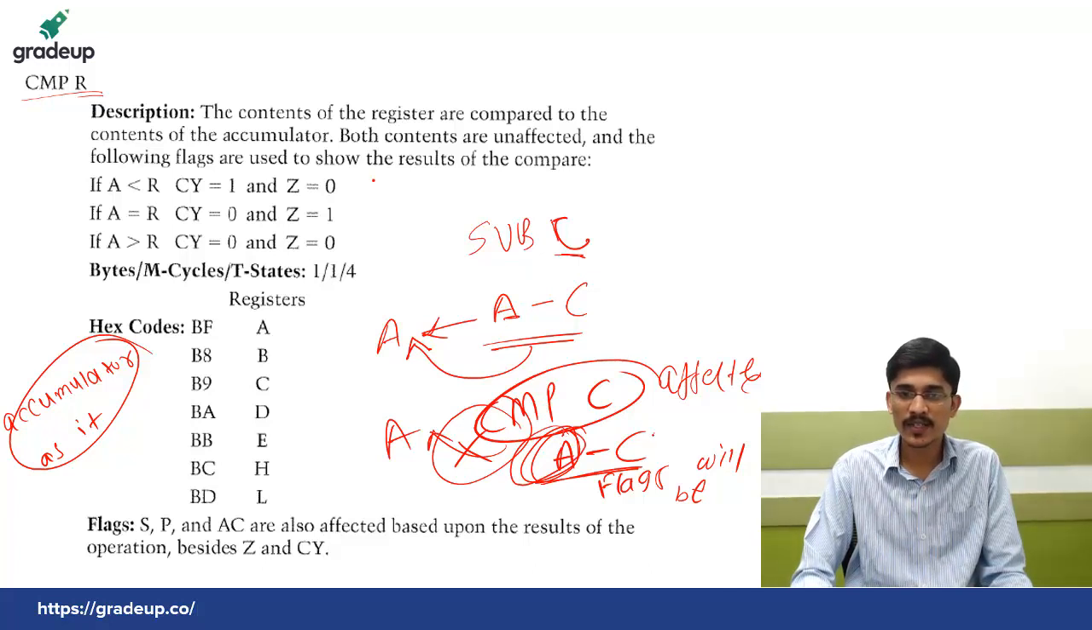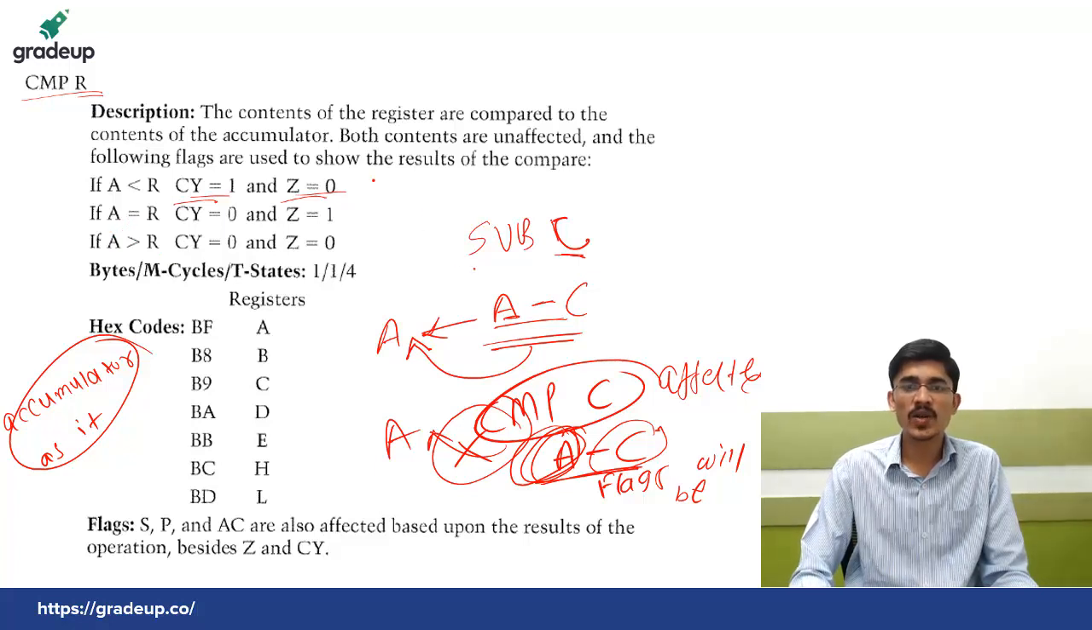A contents are unaffected, C contents are unaffected, and the following flags show the result of comparison. So you can understand which is greater by these flags. If A is less than R, carry will definitely be generated, and as they are not equal, the zero flag will not be set. So the zero flag will be 0, but the carry flag will be 1 because A is less than R.